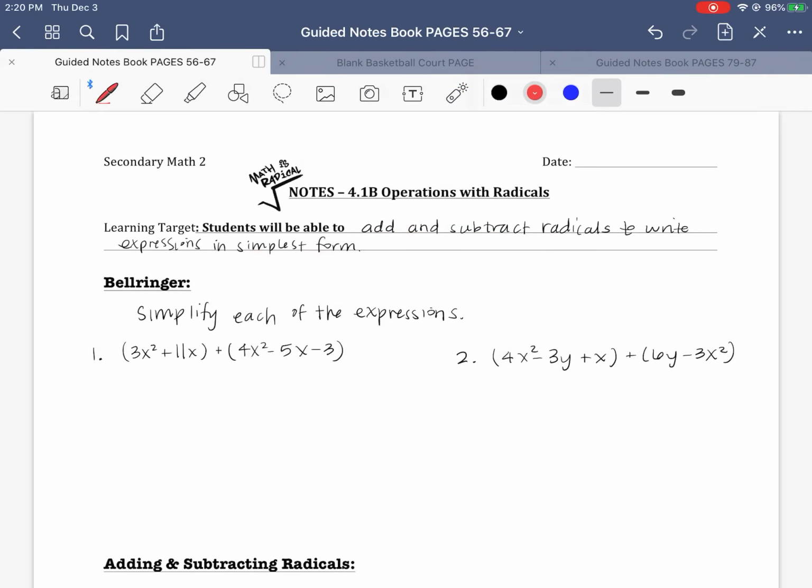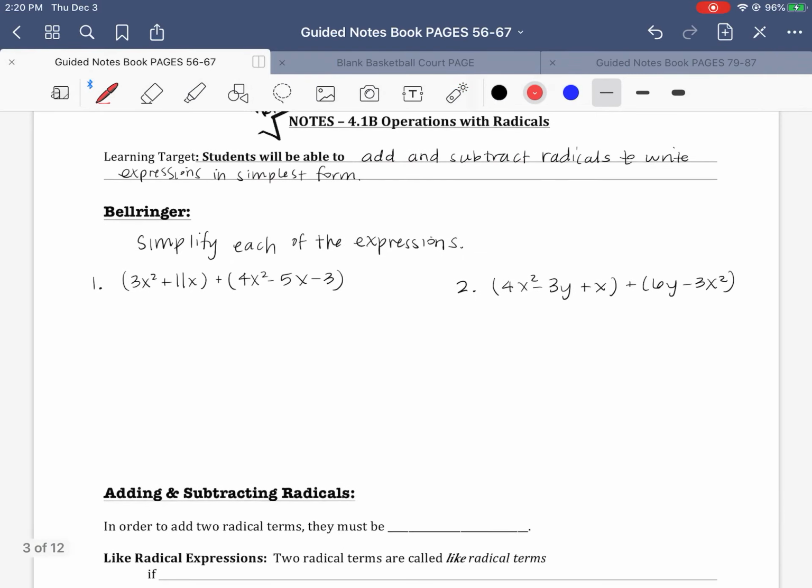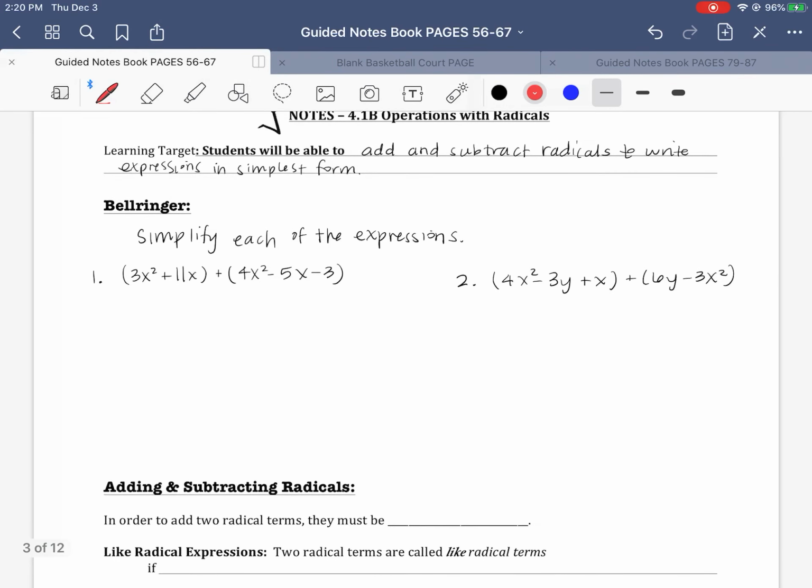So let's think about what we've already done with expressions and combining terms to write them in simplest form. For this bell ringer, it says simplify each of the expressions. Remember when we did this, we looked to the inside and saw that we were adding like terms in this case, which just means that we are looking for terms that have the same variable parts and exponents. So x squared. We take the coefficient of 3 and 4, we add that together, and we end up getting 7x squared.